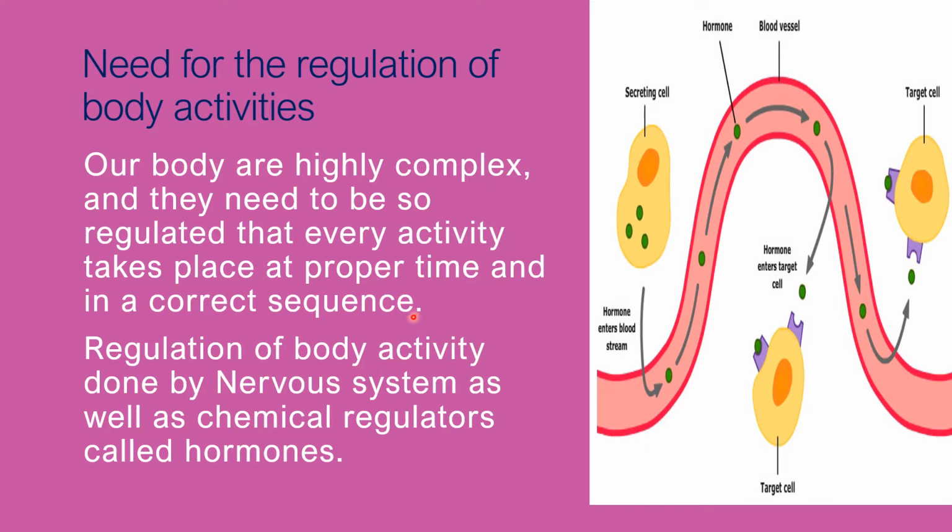Then who will regulate the body activities? The regulation should be there, then only will these activities be at the proper time and in correct sequence. We know that the nervous system controls all the body activities, right? You learned that. The nervous system controls all the body activities, and chemical regulators also help to control the body activities.